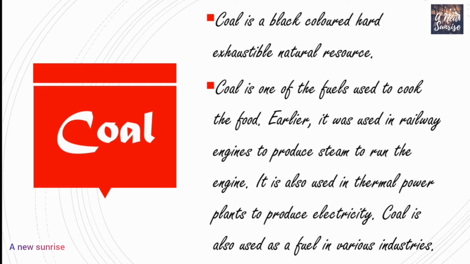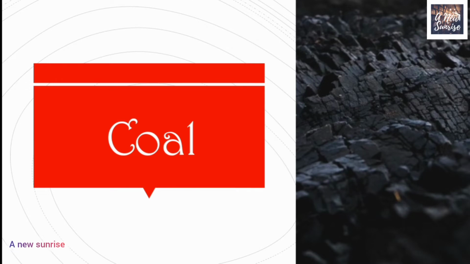Next topic is coal. What is coal? Coal is a black colored, hard exhaustible natural resource. Coal is one of the fuels used to cook the food. Earlier, it was used in railway engines to produce steam to run the engine. It is also used in the thermal power plants to produce electricity. Coal is also used as a fuel in various industries. You can see an image of coal aside.